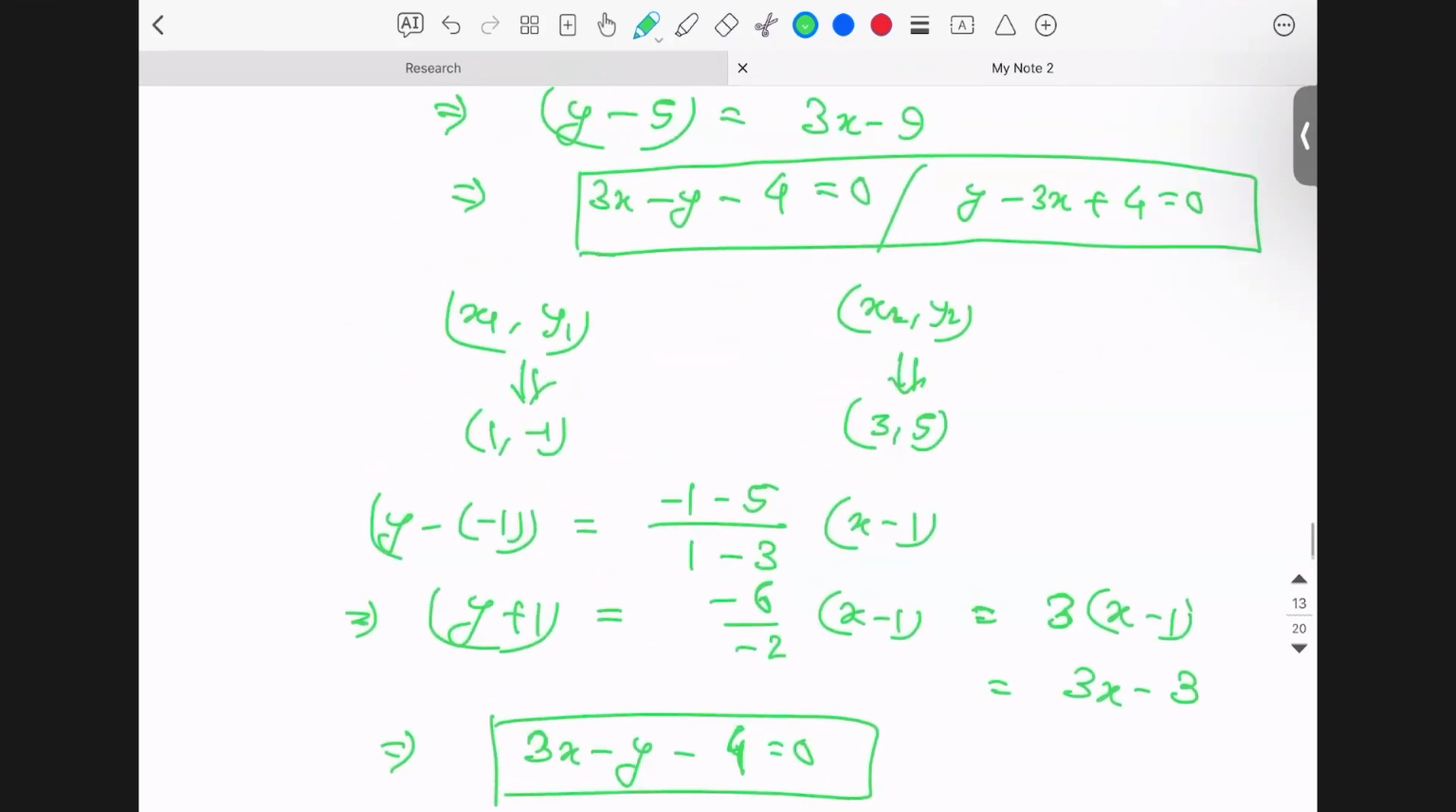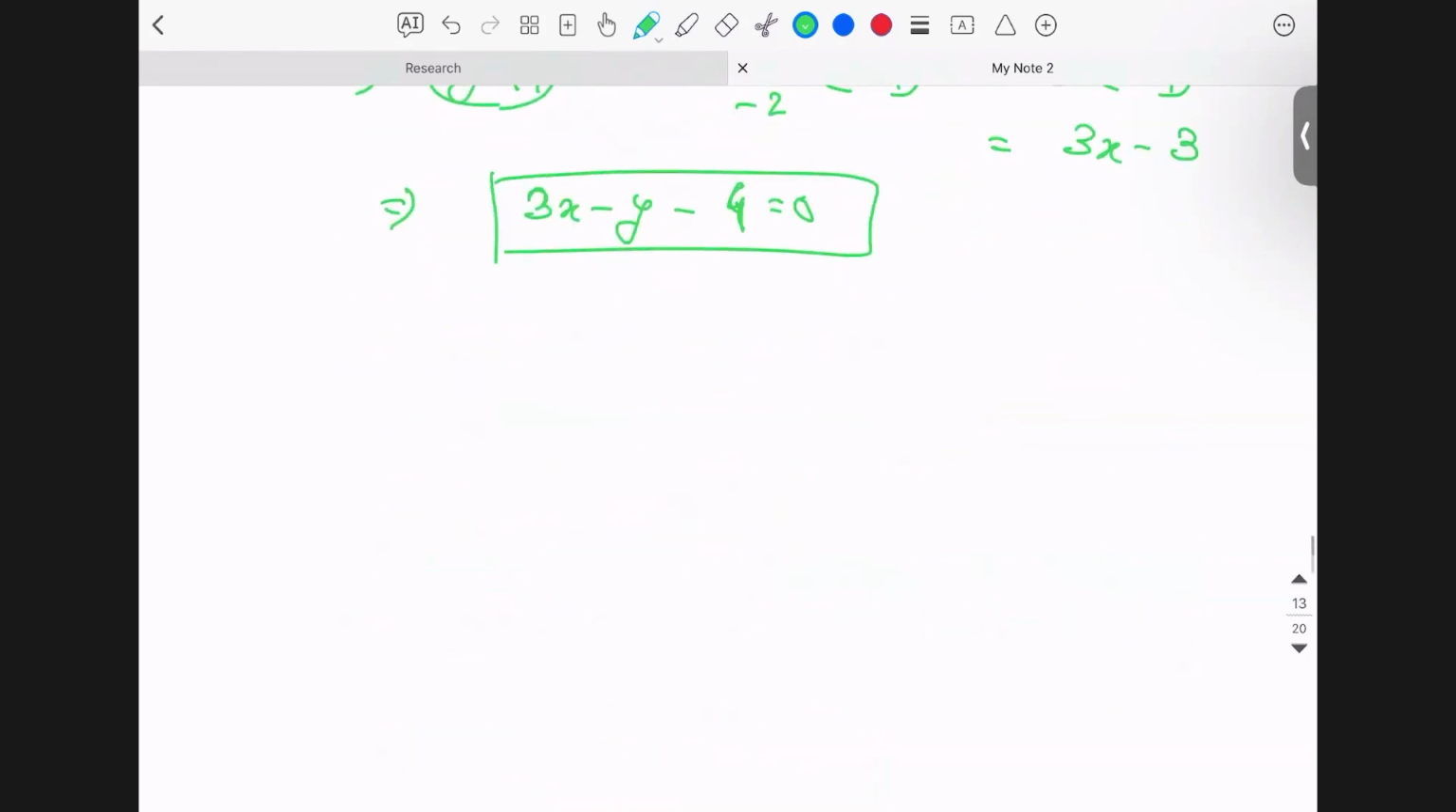So from here, you can clearly see that whether you are considering x1, y1 as one point and x2, y2 as another point, both equations will give us the same expression. So both ways you can get the same answer. It is not depending upon the choice that you pick, whether it is x1, y1 or x2, y2. That doesn't matter. Let's go to the next question.